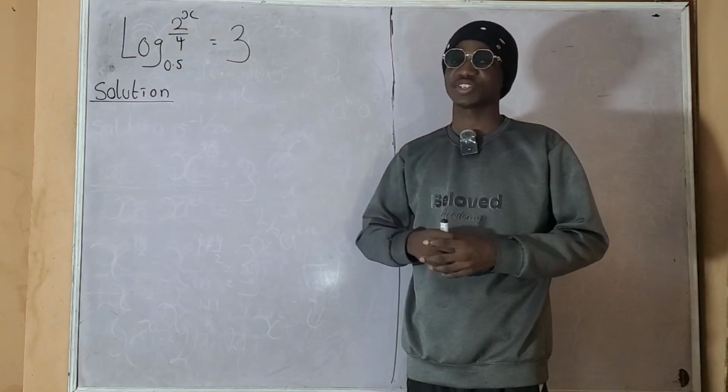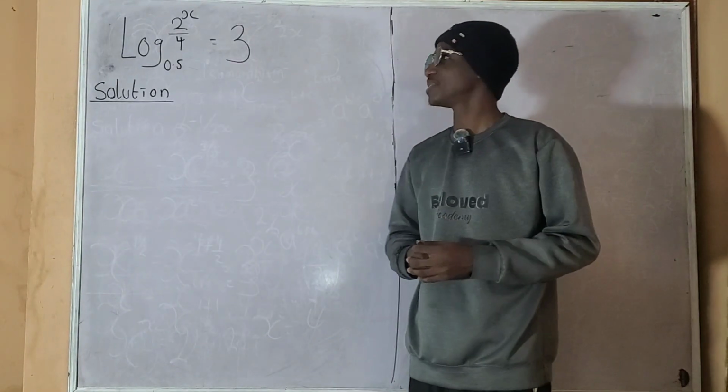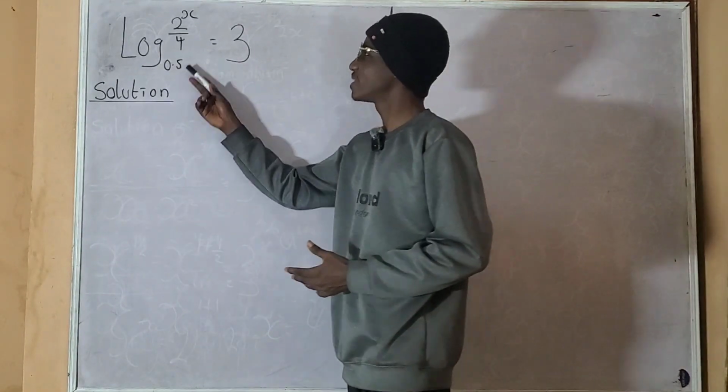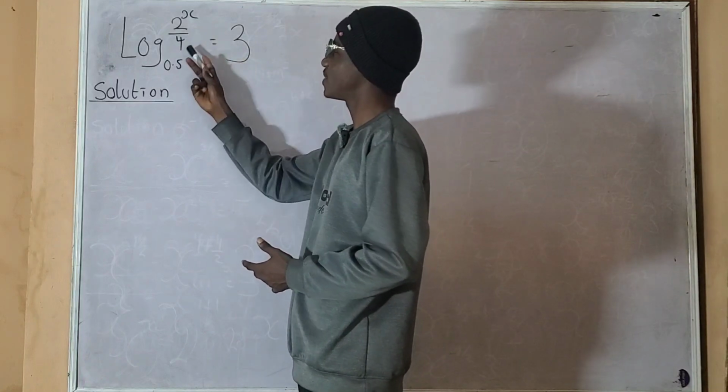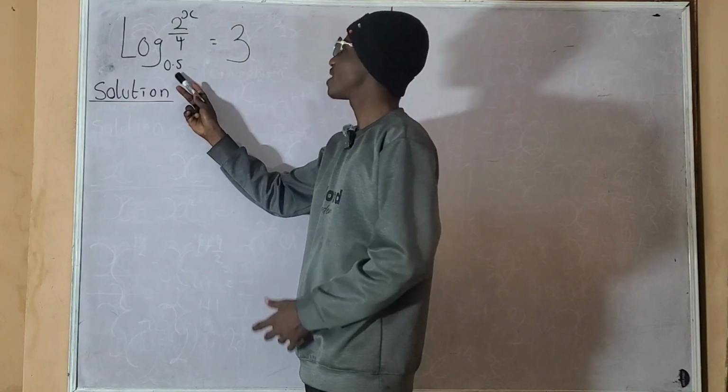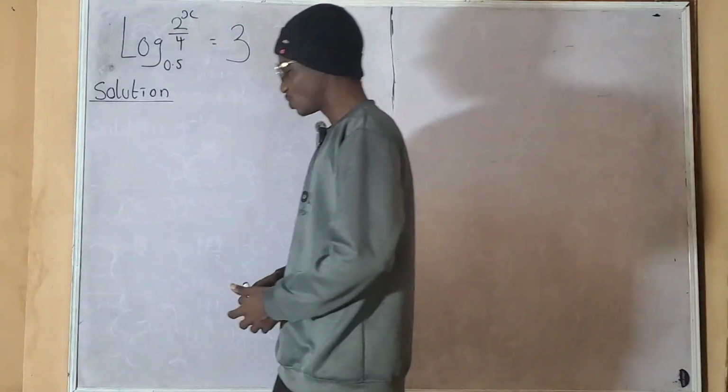How will you solve this question if you encounter such an exam? We are asked to solve log of 2 raised to the power of x divided by 4, base 0.5, equals to 3.